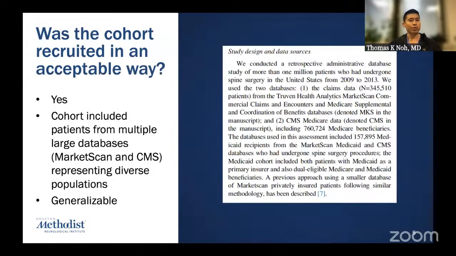Was the cohort recruited in an acceptable way? Yes, I thought so. The cohort included patients, like we just said, from a combination of MarketScan and CMS data. And I thought it represented a pretty diverse population, especially when you're looking at those two types of databases. And so for the utilization within our clinical practices, I think it is very generalizable.